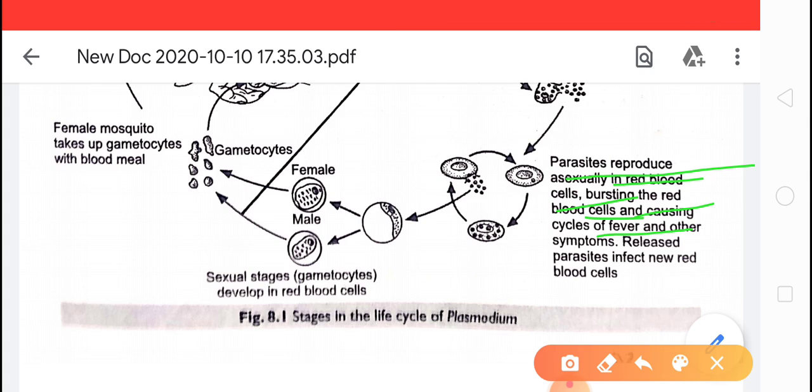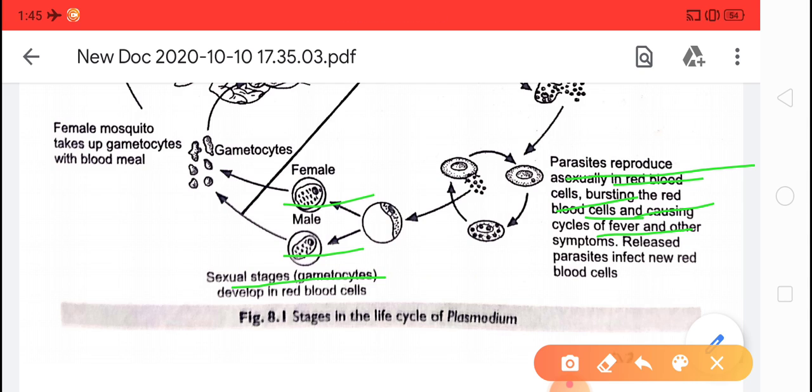Okay, that is a sexual stage. After bursting the RBC, they convert into a sexual stage, that is gametocyte. So male and female gametocytes are formed from the RBC. So here one part of the life cycle of Plasmodium is complete.